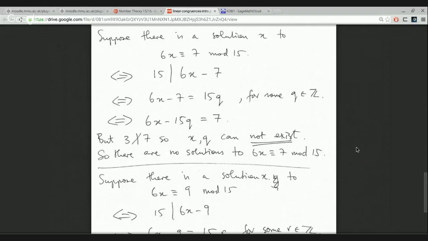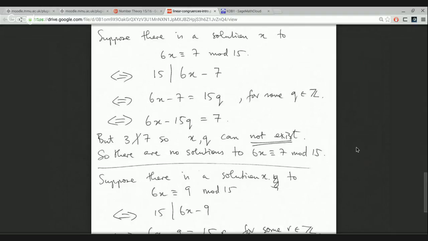Any linear combination of 6 and 15 has to be divisible by the greatest common divisor of 6 and 15, because 3 divides into 6 and 3 divides into 15. But we know 3 does not divide 7. So there cannot exist such an x. If there is, you'd be forced to accept that 3 divides into 7, but it doesn't. So there are no solutions to this linear congruence.